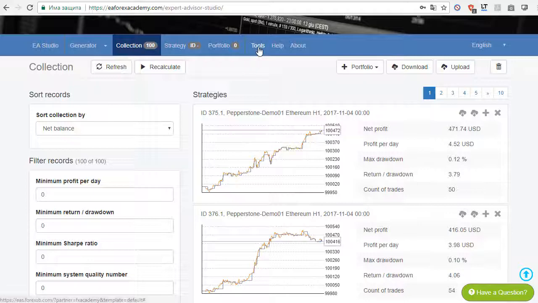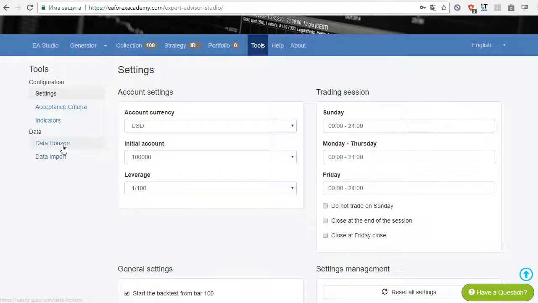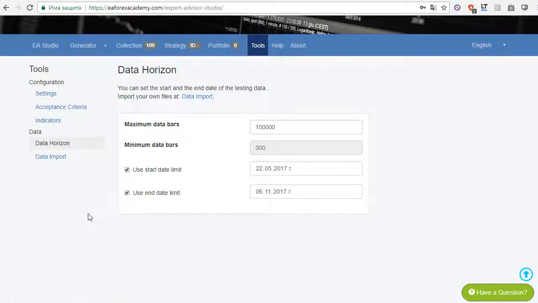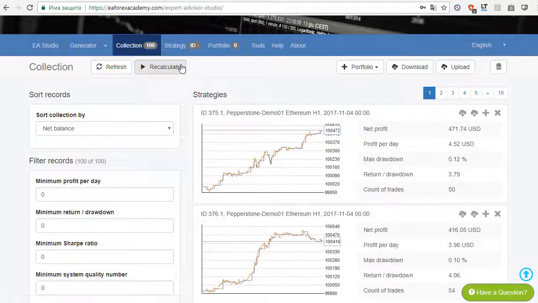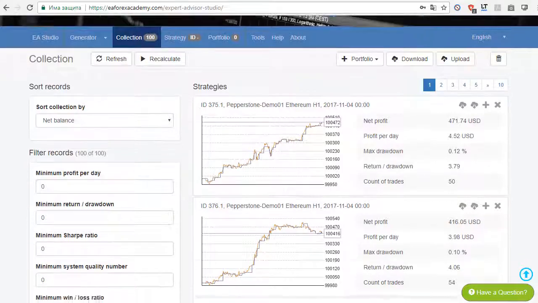I will go to tools and from data horizon I will include the last 1 month. I will just remove the tick which disables the end date limit, and this will include the last 1 month. So one more time guys, I have created the collection of strategies for Ethereum on H1 and H4 but without using the last 1 month.